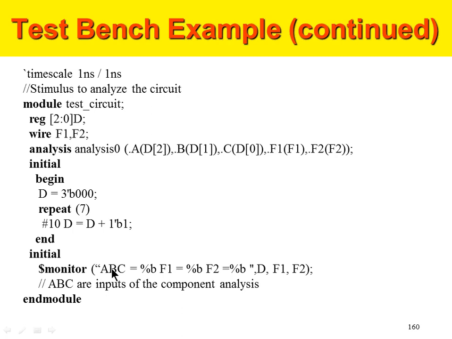So the ABC 3-bit value is displayed in binary format. F1, the output value of the design, displayed in binary format. F2 in binary format. And what are we displaying here? D. D is a 3-bit value. ABC will be displayed with the D value in binary format. F1 gets the F1 value displayed in binary format. F2 gets the F2 value displayed in binary format. Since this is $monitor, anytime any of these changes, these are my arguments, D, F1, F2, a new message will be displayed in the simulation window with the updated value. End module.